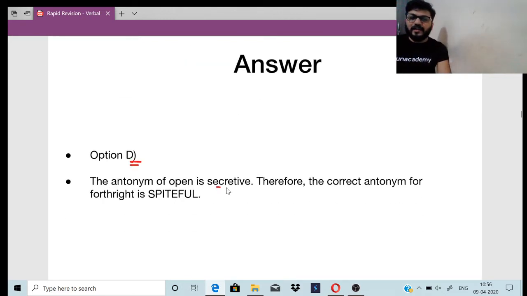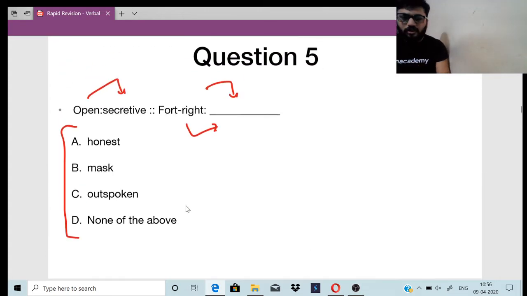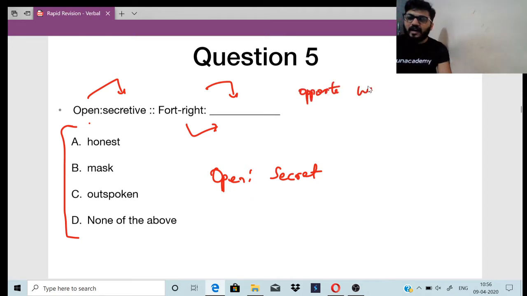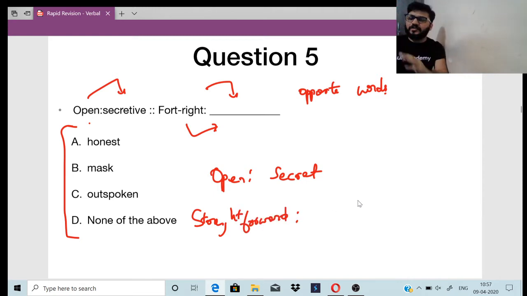The antonym of open is secretive. The correct antonym of forthright is spiteful, right? So open, secret. What are these both? These are opposite words of each other. Open. So what does forthright mean? Forthright means someone who is straightforward, right? What will be the antonym of straightforward? One who is not straightforward, okay? One who is spiteful. Okay, you cannot call it mask. Mask means you are concealing yourself, okay? You are wearing a mask.